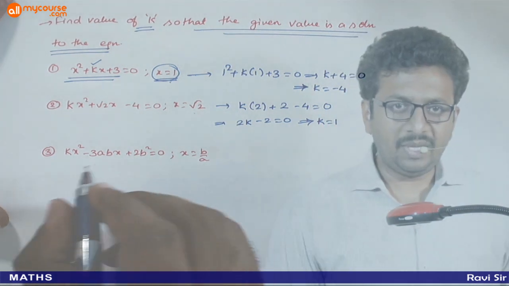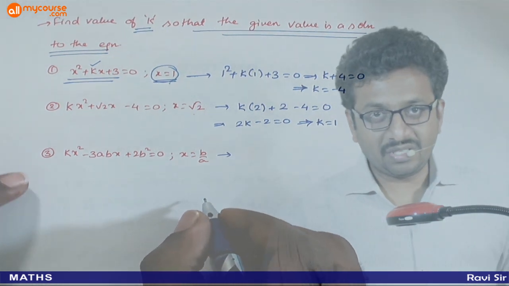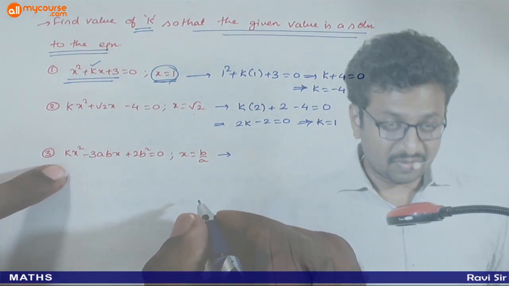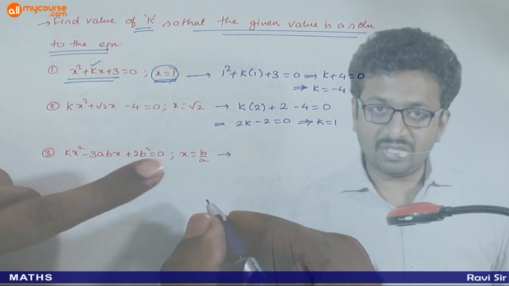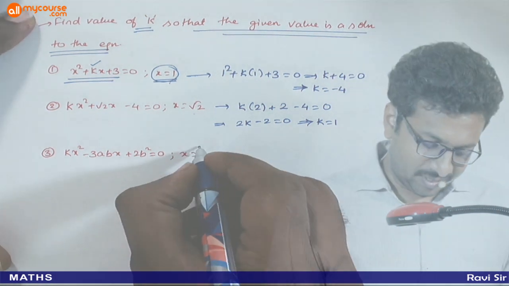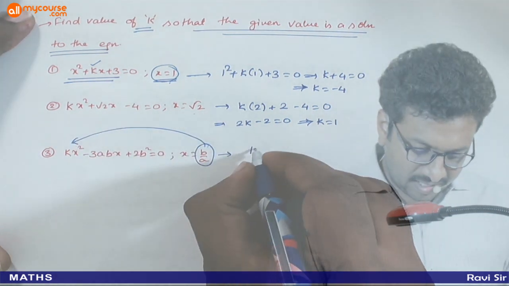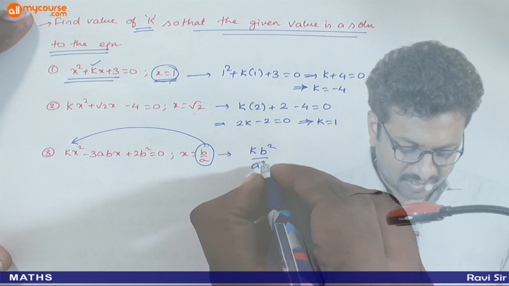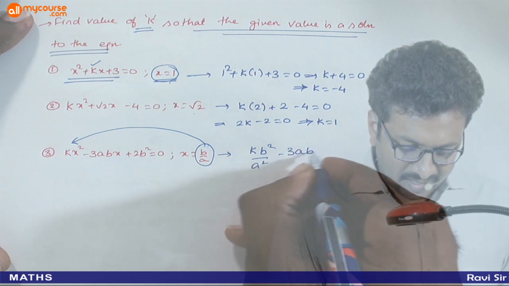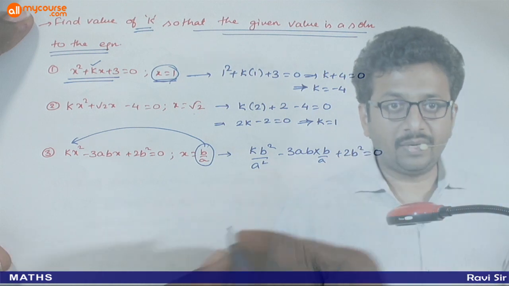Next, x equal to b by a is a solution to this. This looks just like the previous question. a square x square minus 3abx plus 2b square equal to 0 has the solution b by a. So now they are asking the reverse question. If b by a is a solution, what is the value of k? So simply k times b square by a square minus 3ab times b by a plus 2b square is equal to 0.